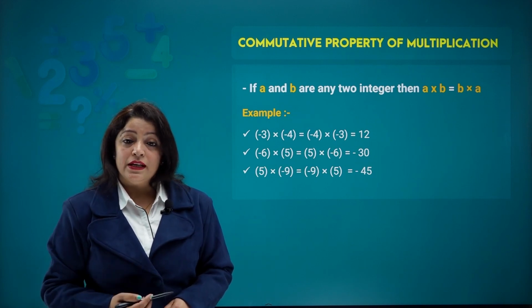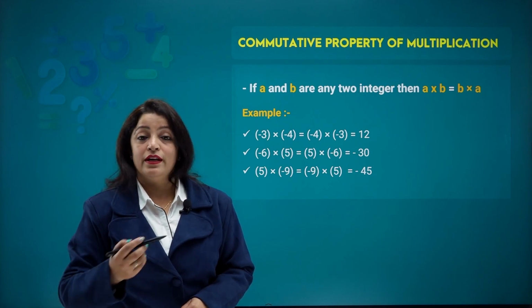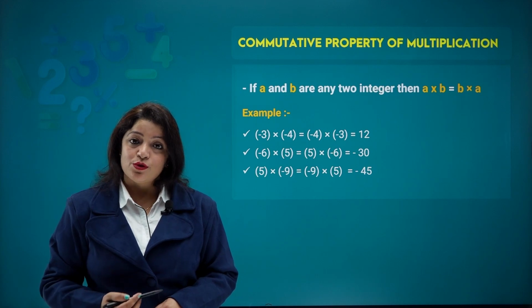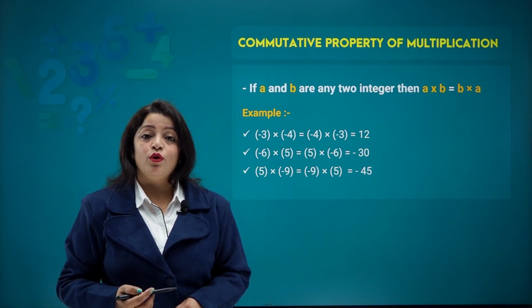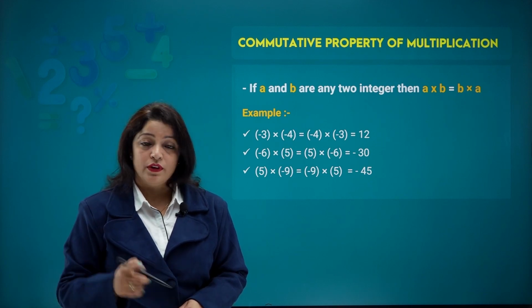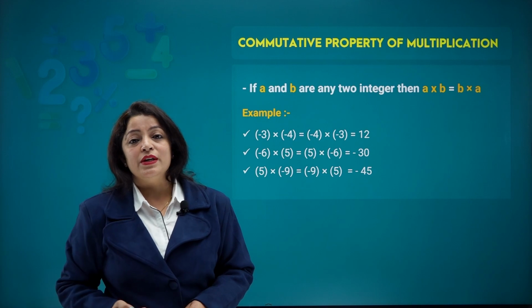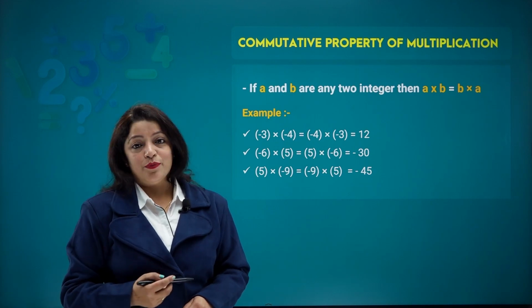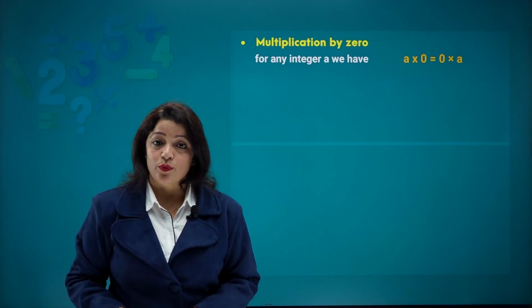So it implies that you can multiply any integers in any order, like 2 multiplied by 3 is 6 and 3 multiplied by 2 is also 6. So we can relate it with the commutative property for addition also. Like a plus b was equal to b plus a, and similarly a times b is also equal to b times a.